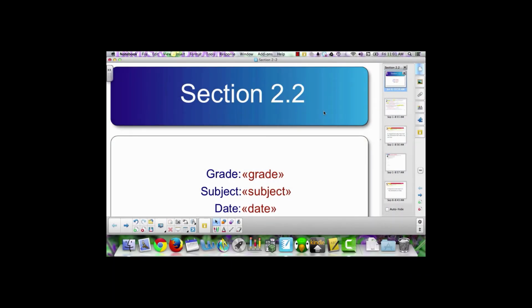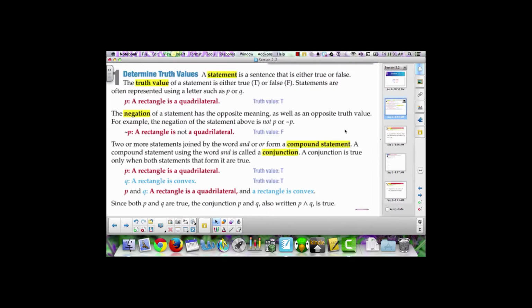Today we will be going over section 2.2 of your geometry book. We will be talking about statements and their truth values and tools to help us determine the truth values of statements. A statement is simply a sentence that is either true or false. All statements have a truth value of either true or false.